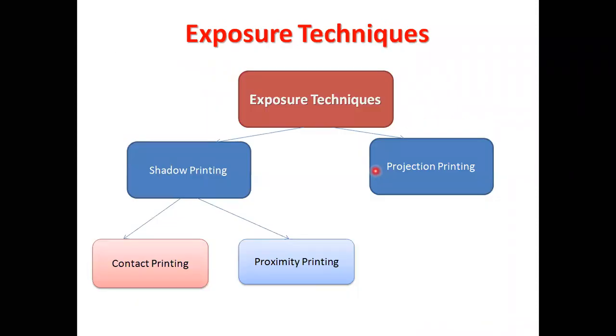That is the exposure techniques. The exposure techniques are basically of two types. First one is the shadow printing. Second one is the projection printing. Shadow printing is again of two types, contact printing and proximity printing. Now we will be explaining each of these. Now let us move to the next slide.